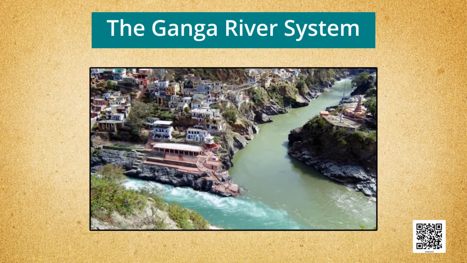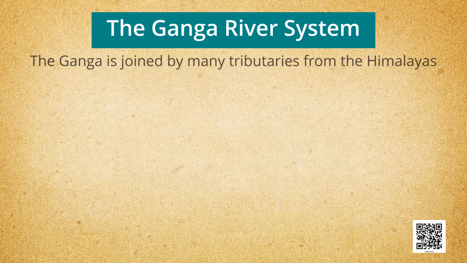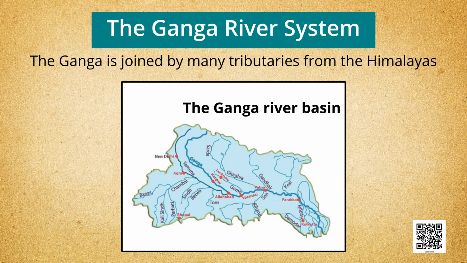The headwaters of the Ganga, called the Bhagirathi, is fed by Gangotri Glacier and joined by the Alaknanda at Devprayag in Uttarakhand. At Haridwar, the Ganga emerges from the mountains onto the plains. The Ganga is joined by many tributaries from the Himalayas, a few of them being major rivers such as Yamuna, Ghaggar, Gandak and Kosi. The river Yamuna rises from Yamunotri Glacier in the Himalayas. It flows parallel to the Ganga and as a right bank tributary meets the Ganga at Allahabad.